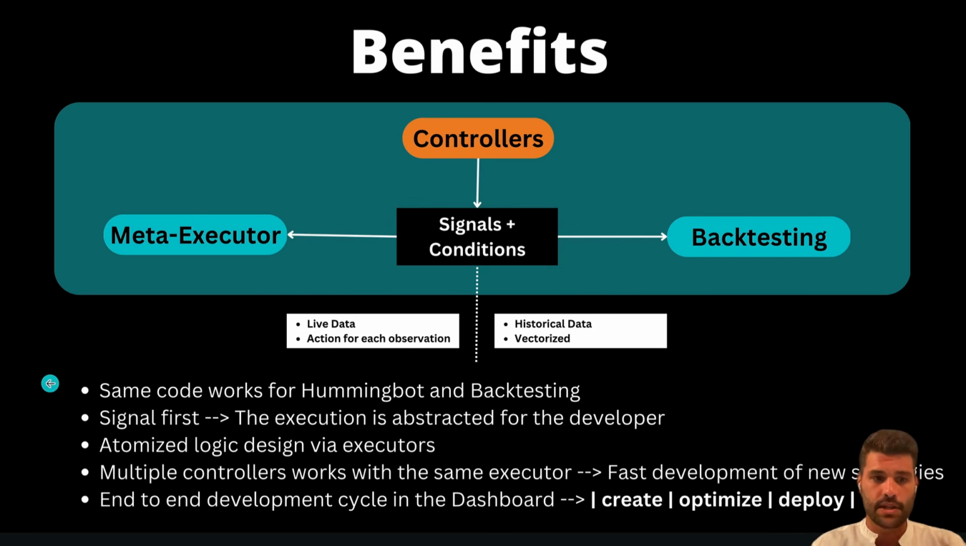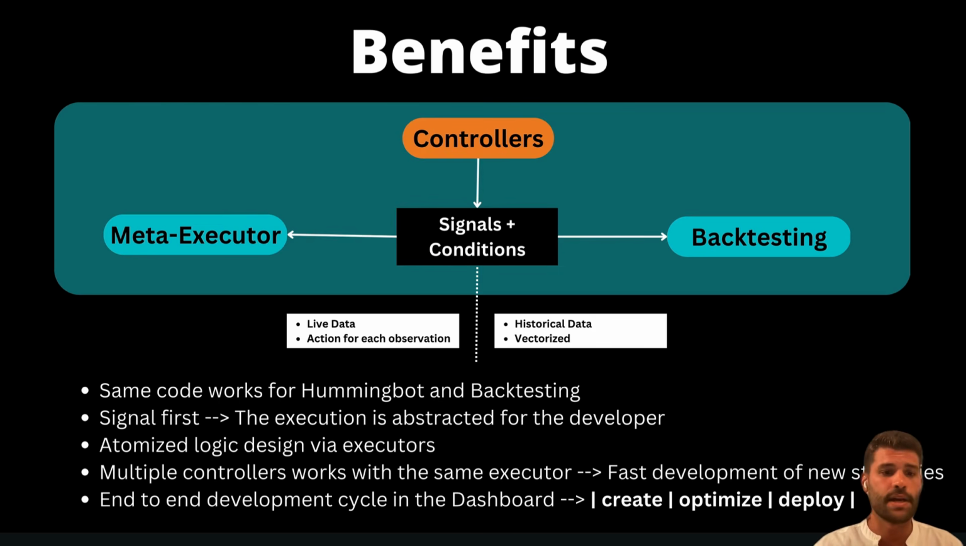So benefits: same code works for Hummingbot and backtesting. This is not finished. I am working on this because it's a little bit tricky to mix and make the abstraction for the controllers. The second benefit is that this is signal first. Its execution is going to be abstracted for the developer. You don't have to think about how to interact with Binance or whatever. You just need to focus on the signal.